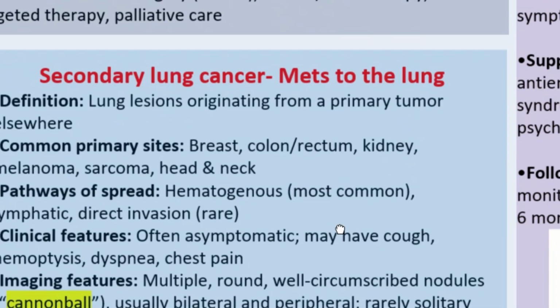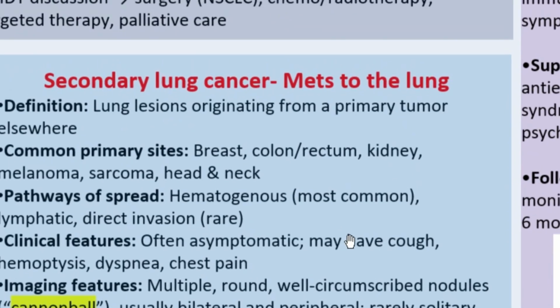So sometimes you have what we call secondary lung cancer. This is lung cancer due to lesions that are not originated from the lungs. And the common primary sites for secondary lung cancer, or for mets to the lungs, are going to be the breast, the colon or rectum, kidney. Melanomas are also going to go to the lungs, sarcomas, and head and neck.